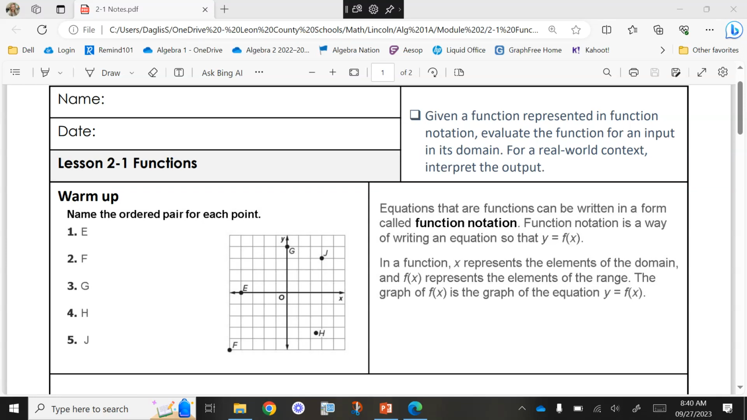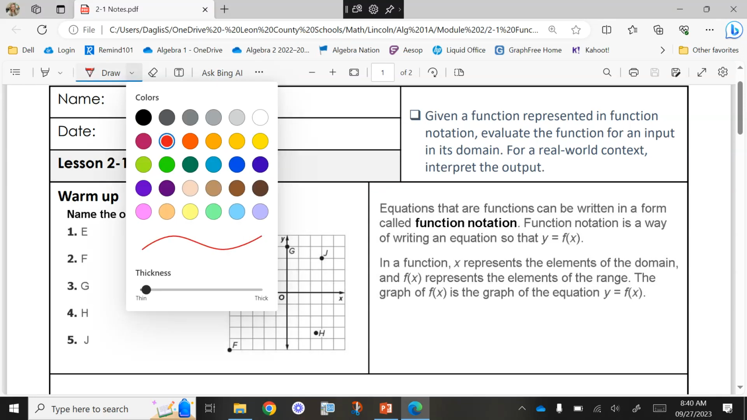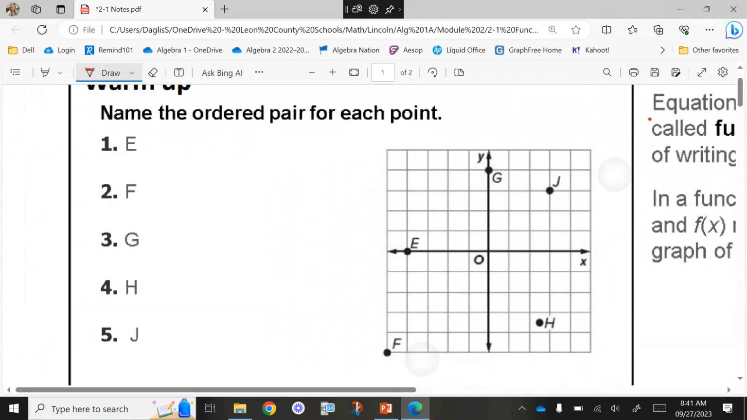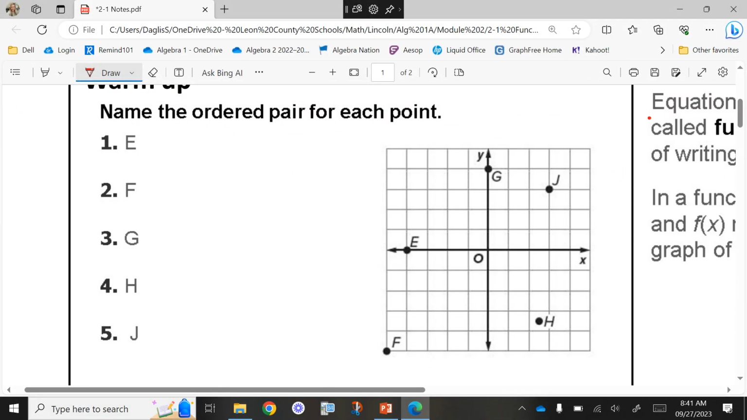All right, we are starting our second chapter now, which is all about functions. So the first thing I wanted you to do in your warm-up was to name the ordered pair for each point, okay? What makes up an ordered pair? There's two pieces. An X and a Y, good. So we need X's and we need Y's, right?